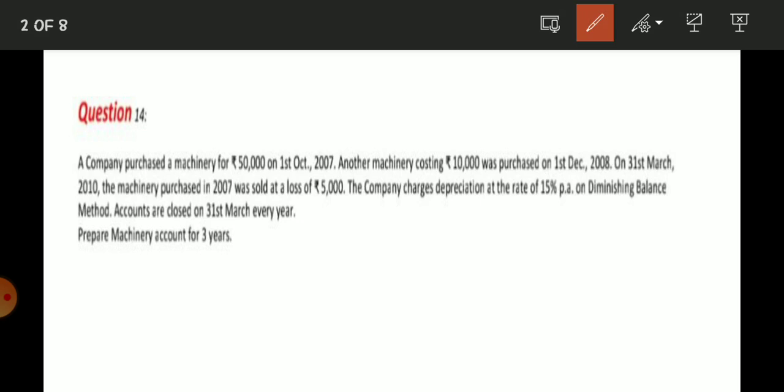Okay, so first of all we mark the important amounts, dates and the percentage. So first machinery is purchased on 1st October 2007. In the previous video I have told you that when machinery is purchased in the mid of accounting year, we have to charge the depreciation on the remaining months the machinery is run. So the remaining months here are 6 months.